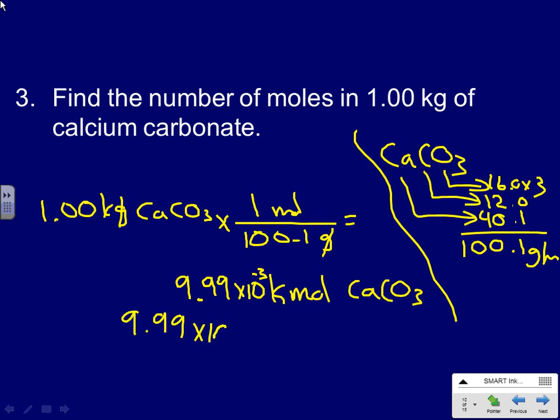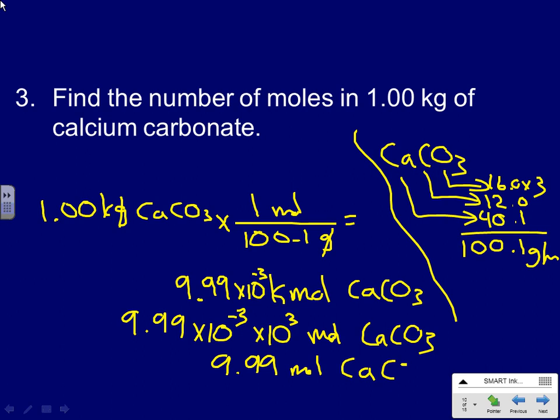9.99 times 10 to the minus 3. That's my number. What does kilo stand for again in terms of powers of 10? Yeah, Janessa? Times 10 to the power of 3 moles CaCO3. What's going to happen to these two things? Yeah, they're essentially going to cancel each other out. I'm going to add the exponents. It's going to get me a 10 to the 0, right? What's 10 to the 0 equal to? 1. So this is 9.99 moles of calcium carbonate.